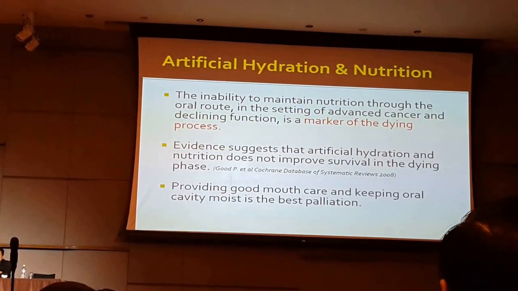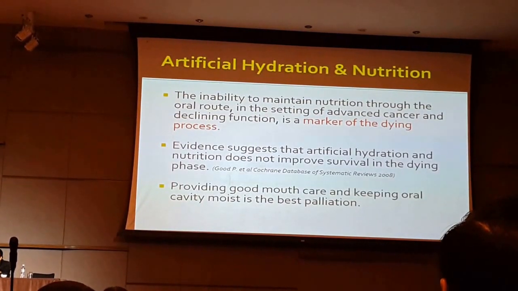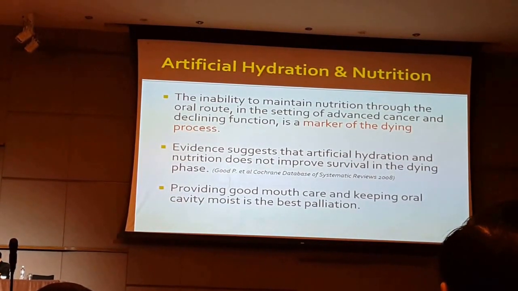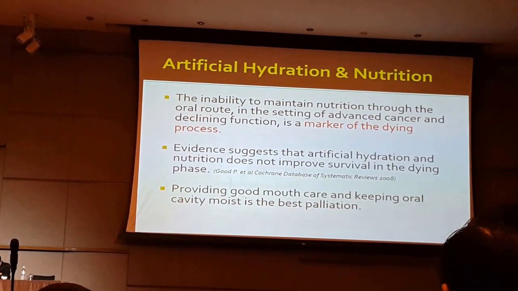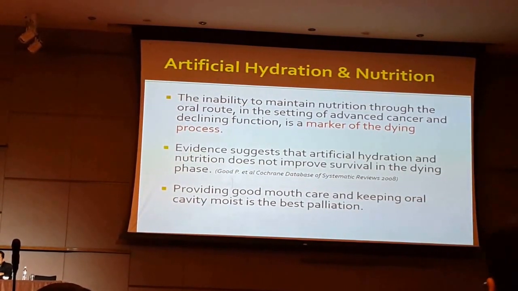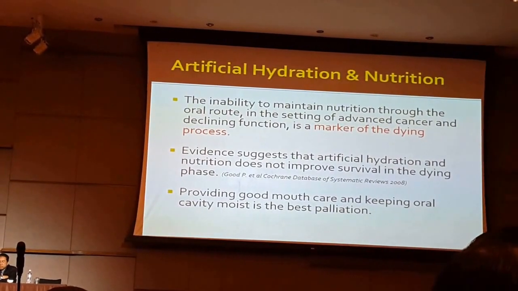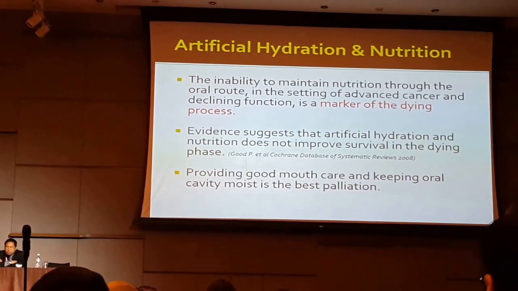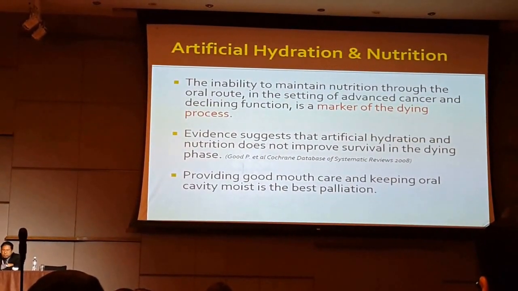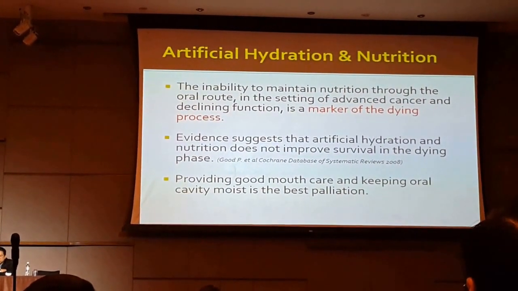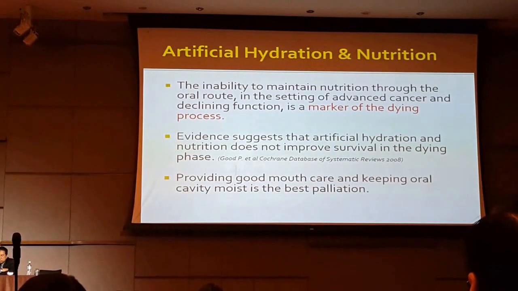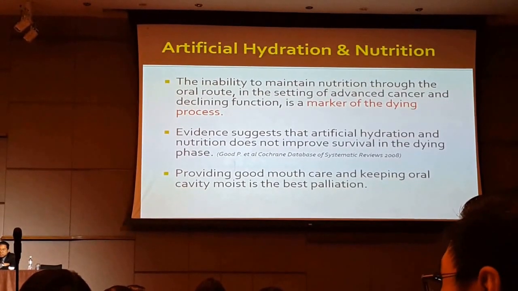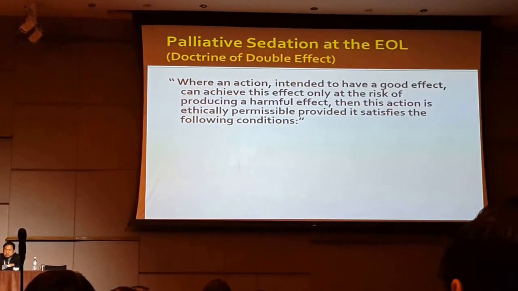When it comes to things like artificial hydration and nutrition, we need to recognize that the inability of a patient to maintain their nutrition through the oral route, in the setting of advanced cancer and declining function, is a marker of the dying process. Evidence has shown that artificial hydration and nutrition does not in any way improve survival in the dying phase. What would be more important is to provide good mouth care, keep it moist and clean. That would be better palliation and better quality of life for the patient at that period, rather than lots of drips and NG tubes, which may actually cause more distress and also lead to aspiration.